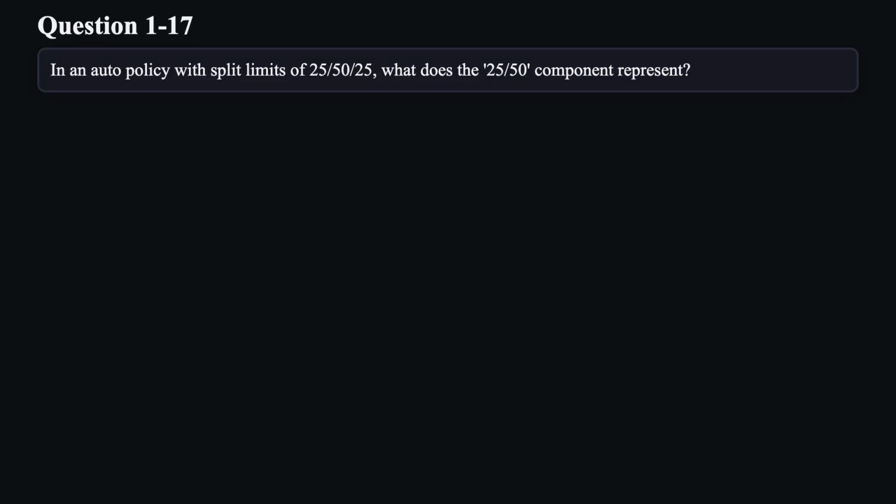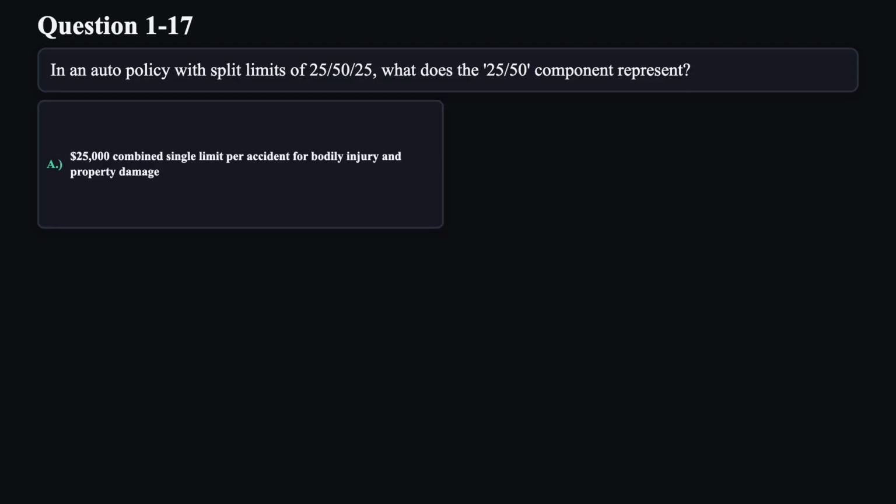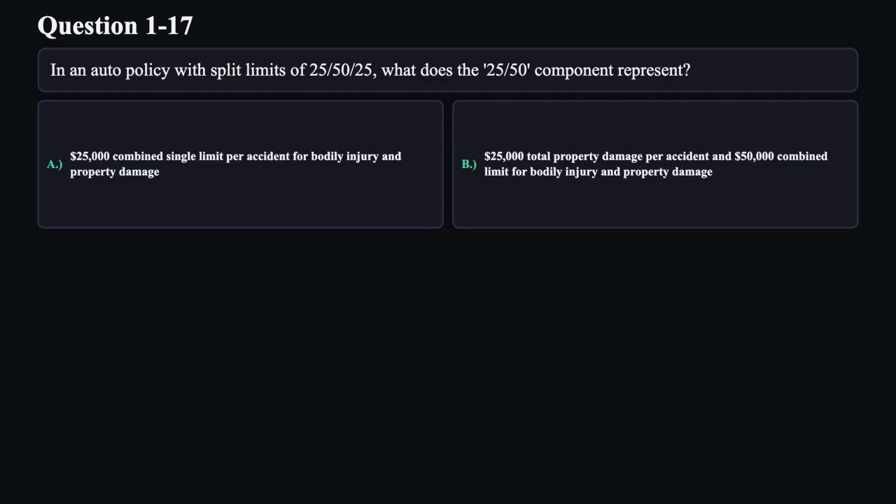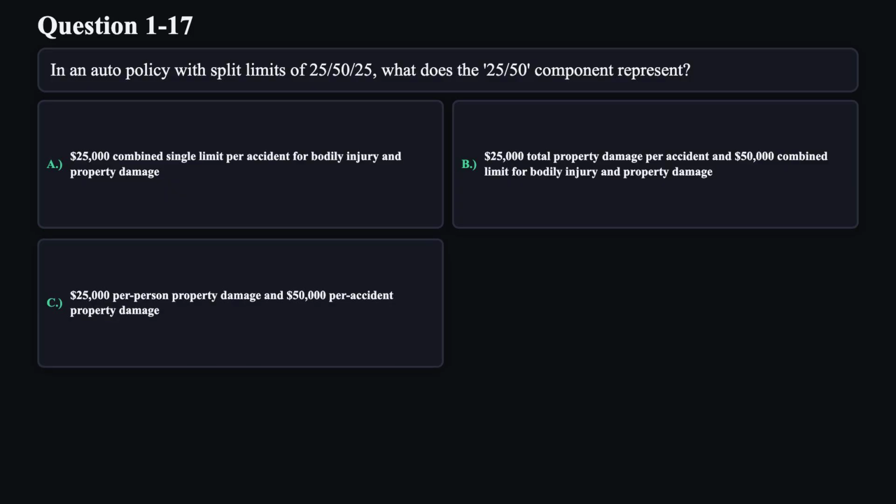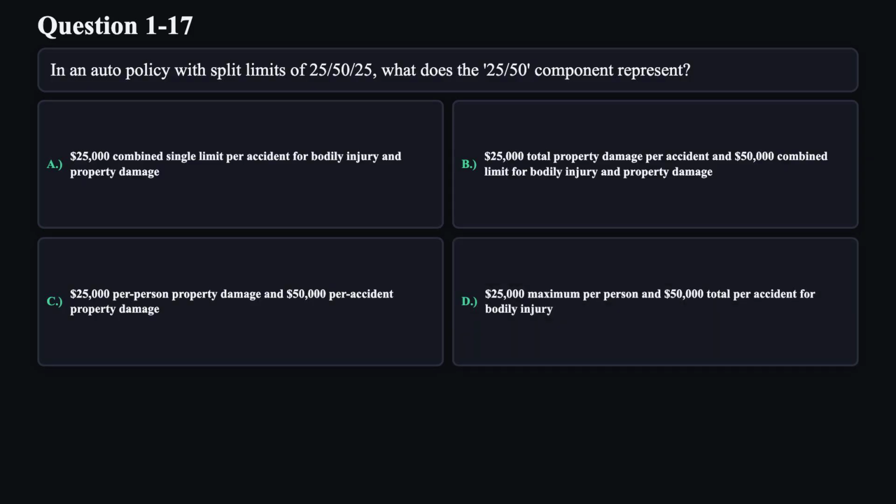Question 17. In an auto policy with split limits of 25/50/25, what does the 25/50 component represent? A. $25,000 combined single limit per accident for bodily injury and property damage. B. $25,000 total property damage per accident and $50,000 combined limit for bodily injury and property damage. C. $25,000 per person property damage and $50,000 per accident property damage. D. $25,000 maximum per person and $50,000 total per accident for bodily injury.